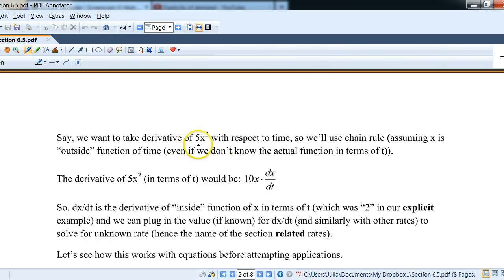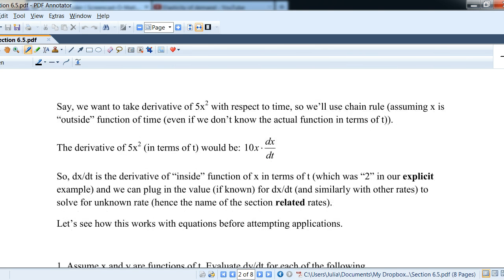This is how we can use the notation. So when we want to differentiate 5x squared with respect to t as opposed to x, then we have to use the chain rule, assuming x is a function of t, as the inside function. So we take the derivative of the outside first, which is 10x, times the derivative of the inside function, x with respect to t. So that would be dx/dt. That's why it looks like we're attaching this differential at the very end.